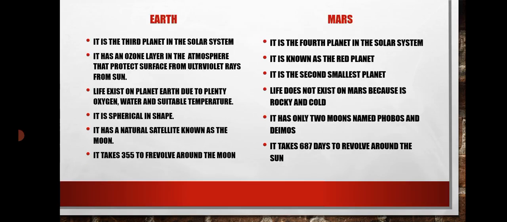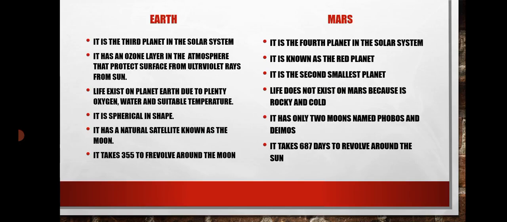The Earth, planet Earth, is what you and I stay on, or live on. It is the third planet in the solar system. It has an ozone layer in the atmosphere that protects the surface from ultraviolet rays from the sun. Life exists on planet Earth due to the plenty of oxygen, water, and suitable temperature. Now it takes 365 days to revolve around the sun.